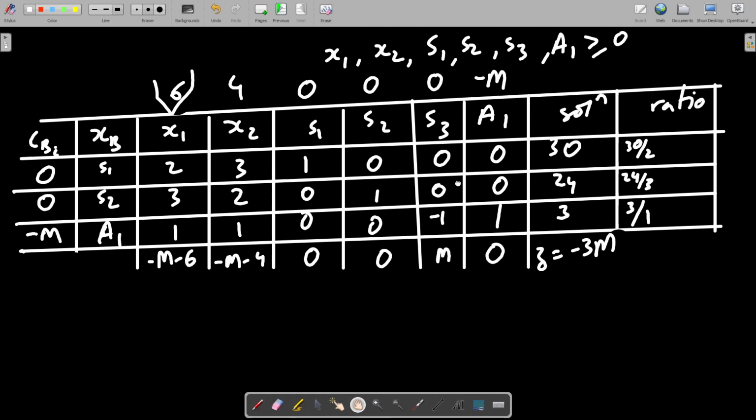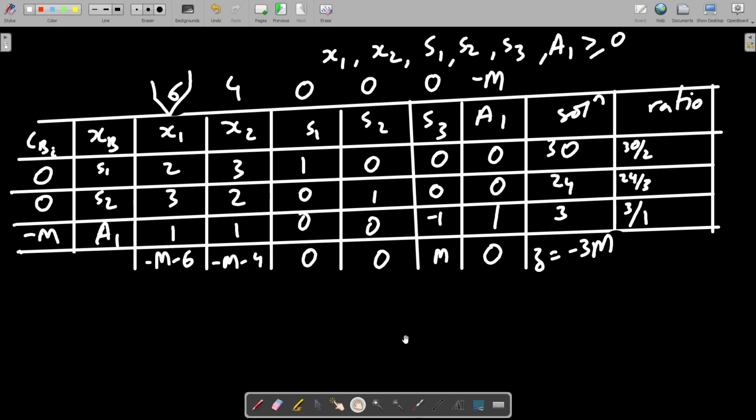Okay. Yeah, so the ratios we have calculated here. This is equal to 3, this is equal to 8 and this is equal to 15. So the lowest amongst these is this fellow, so this one is the outgoing variable, and this becomes the pivotal element. So the artificial variable is going out of the table. When I'm drawing the next stage, I will not put the artificial variable back there.